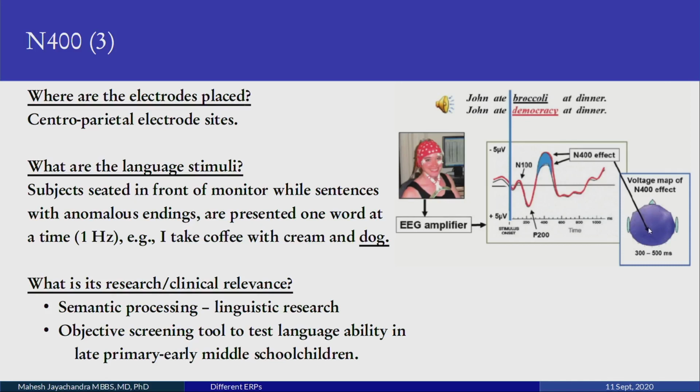So what's its use or clinical relevance? So one is for linguistic research. You can use this as a probe for semantic processing. And the other more practical thing would be it's an objective screening tool to test for language ability in late primary or early middle school children. So if they can't distinguish between this incongruous or unexpected ending, then you know they have a problem, and the teacher can give them extra attention or exercises. So thank you.